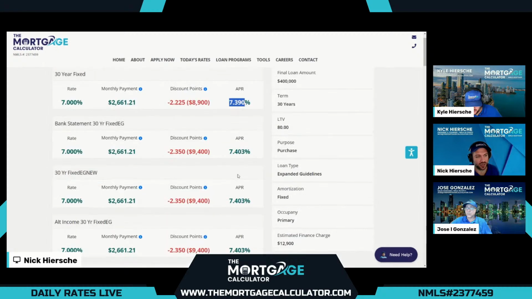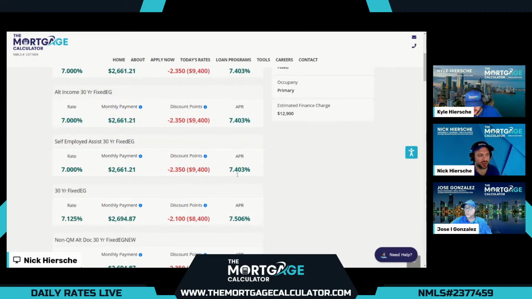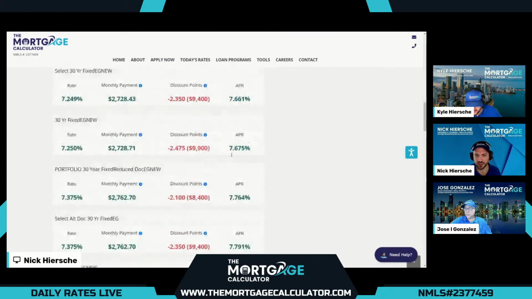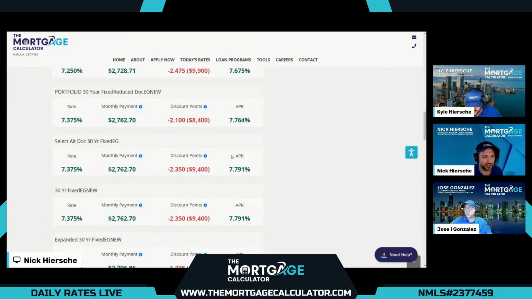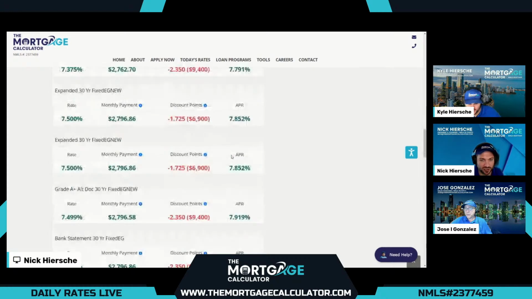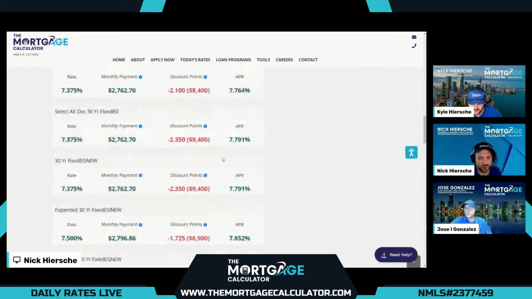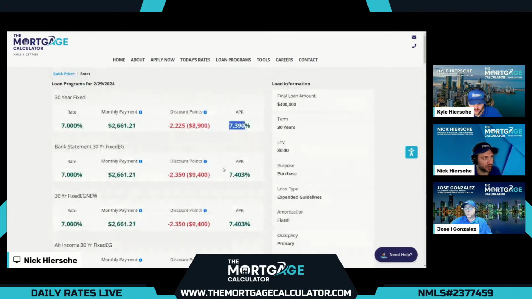Now, if we scroll down, there's hundreds of variations here. Some of these at higher rates and costs may allow bankruptcies, foreclosures, other credit events, and some may allow different ways to calculate the income. So hundreds of variations. Please get with our team to find the best ones.